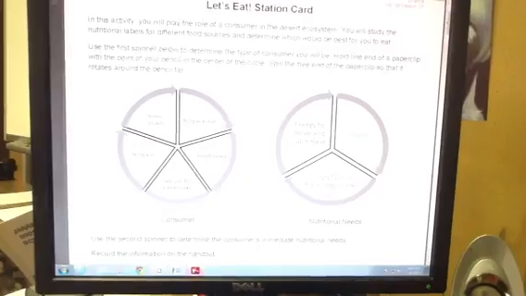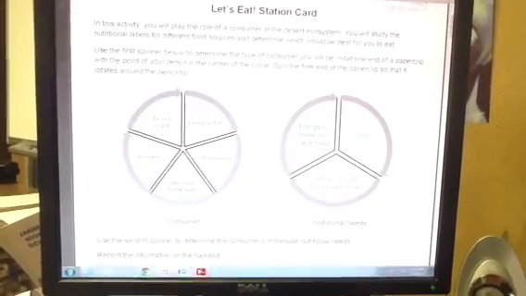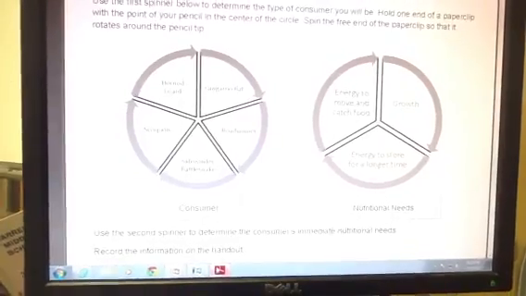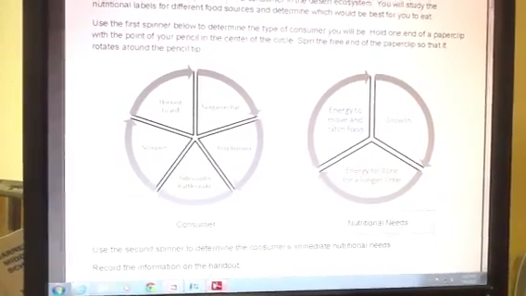And then you'll use a second spinner to determine the consumer's immediate nutritional needs. And then you'll have a handout that you'll have to fill in, as it pertains to whichever consumer and the consumer's initial immediate nutritional needs.